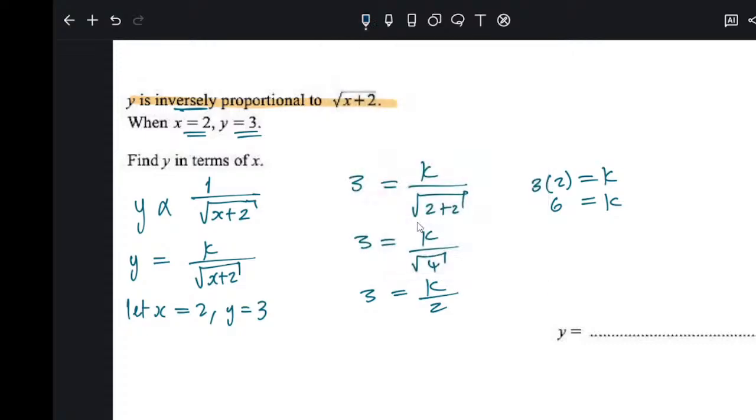Now, are you done? Surely you are not going to end here. When you find k, come and remove it from the equation. So you now say y is equal to, instead of k, 6 over the root of x plus 2. What a smart person. Well done. So you now put here 6 over the square root of x plus 2. Are we together, students? Are you seeing this?